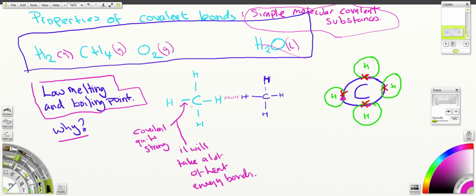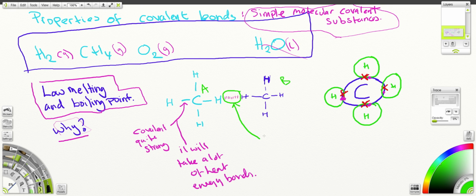If it takes a lot of heat energy to break these bonds, why does it have a low melting and boiling point? Why does it require little energy? The answer is because of this bit here. It's the force between the methane molecules that is quite weak. It's like having two friends, friend A and friend B. Friend A has a good personality, friend B has a good personality, however the friendship between them is quite weak, so that relationship can be broken quite easily. That's one analogy, I suppose.